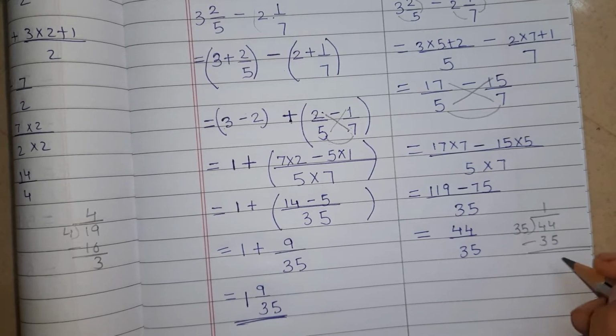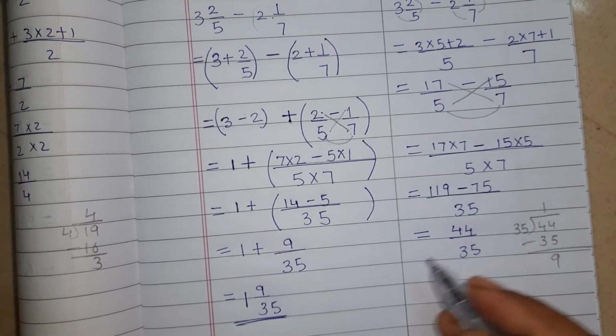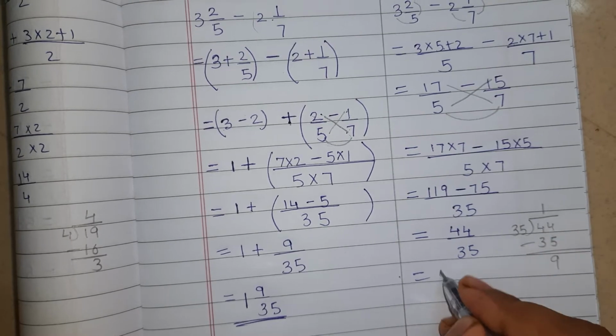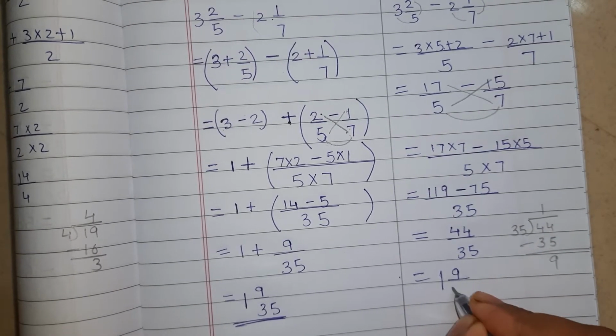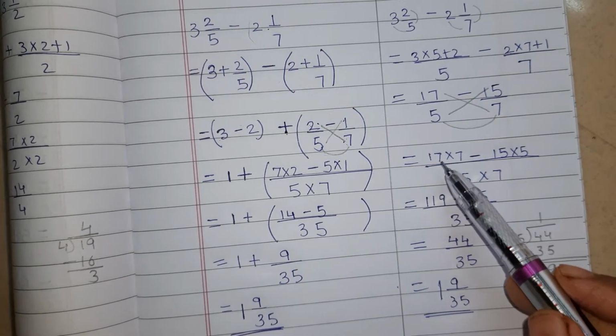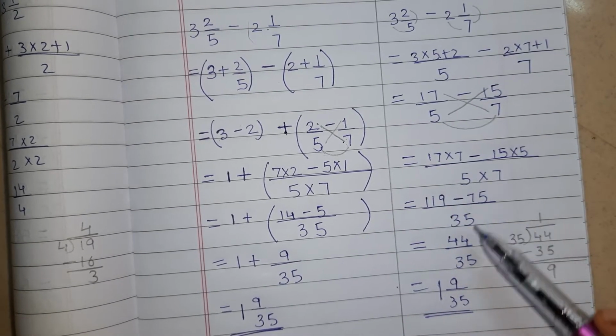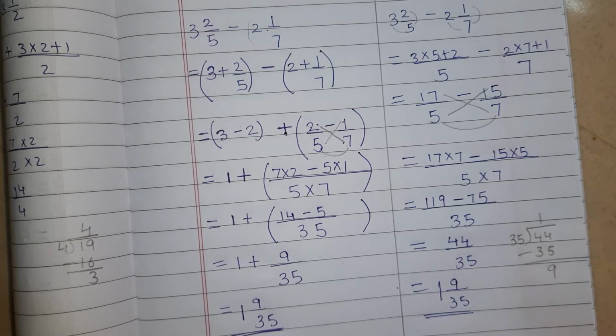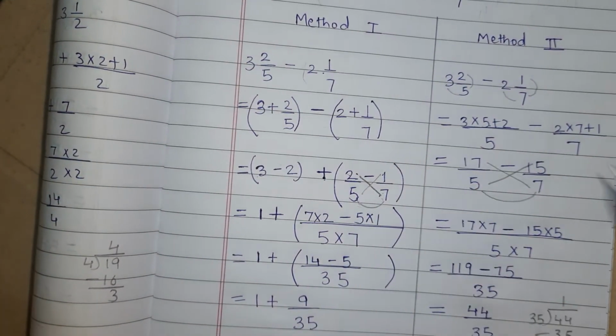44 minus 35 is 9. So the answer is 1 and 9 upon 35. Whenever there is a big multiplication, this method becomes a little bit tedious. So what will we do?